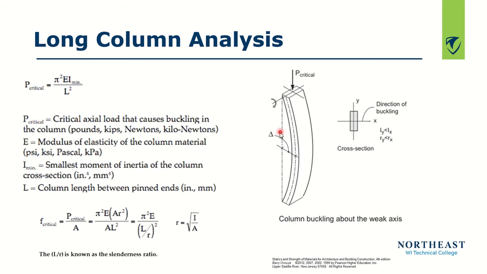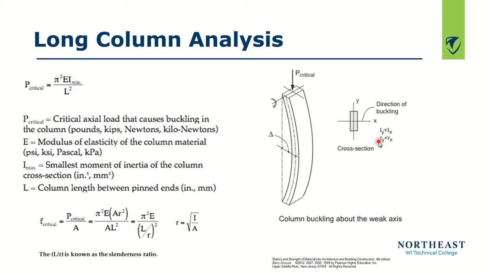Long column analysis is different. Long columns fail by buckling. So, direction of buckling. If you look at this figure here, this is failing around the y-axis. See this rotation here, this moment. So it's going to fail in the weak axis, and that is Iy. The moment of inertia in the y direction is less than the moment of inertia in the x direction, because that's the way it's going to buckle. So this is why we need to differentiate between these.